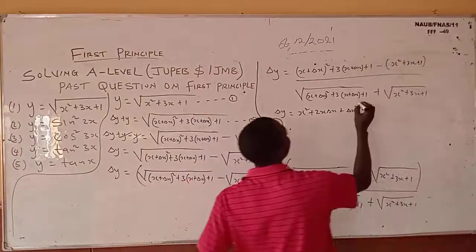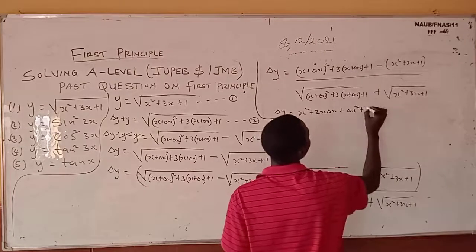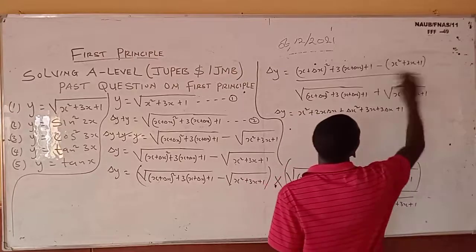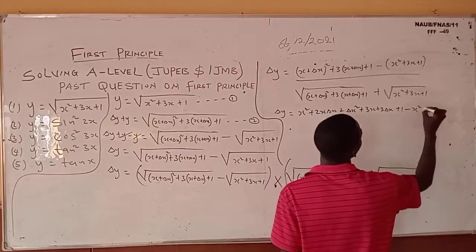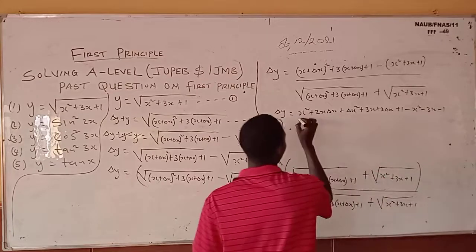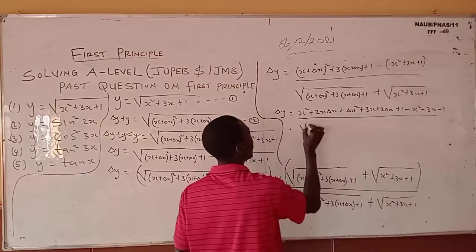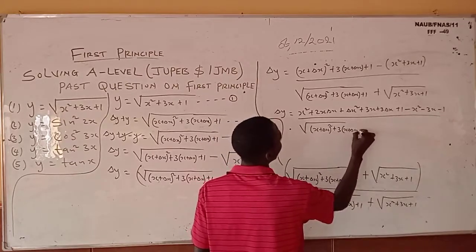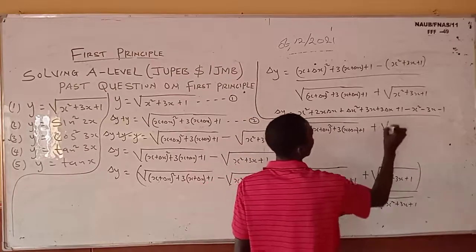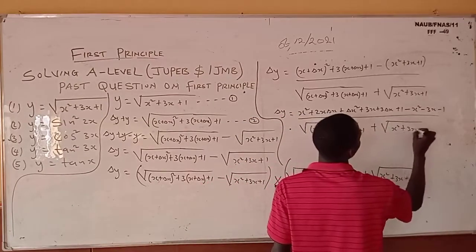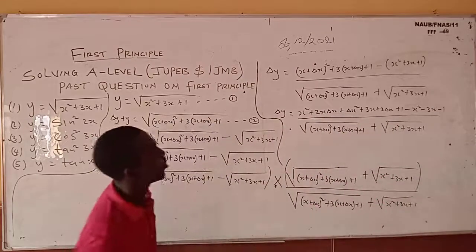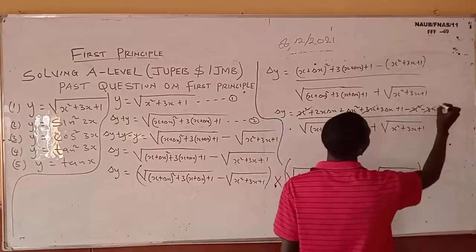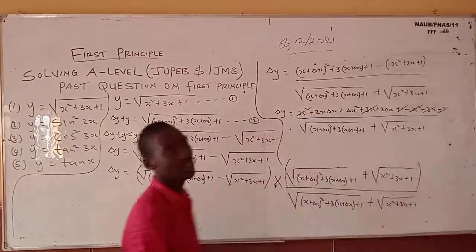So now, plus 3 times this is 3s plus 3 change in s plus 1. Use minus to multiply everything inside: you have minus s squared minus 3s minus 1, all over the square root of s plus change in s squared plus 3 into s plus change in s plus 1, plus the square root of s squared plus 3s plus 1. So what do you observe? You observe that s squared will cancel out s squared, 3s will cancel out 3s, 1 will cancel out 1. I hope you get this.